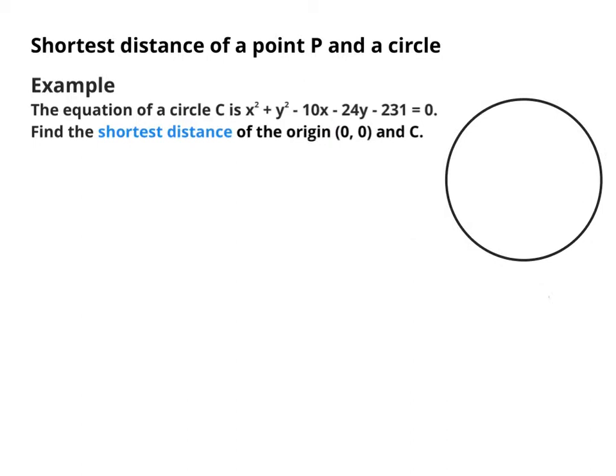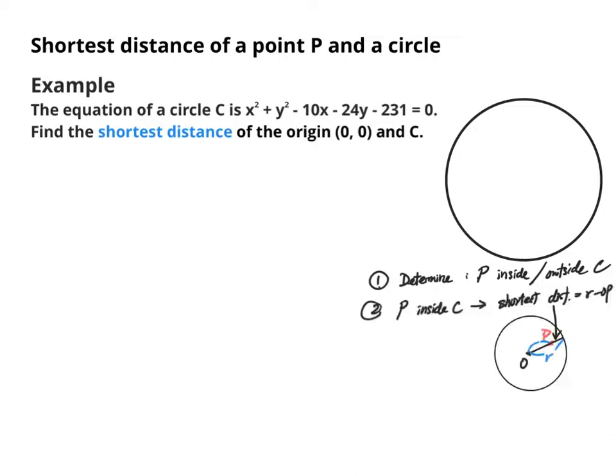Let's do the conclusion. In order to find the shortest distance of a point P and a circle, first, we need to determine whether point P lies inside or outside the circle. If point P lies inside the circle, we use r minus OP to find the shortest distance. If P is outside the circle, we use OP minus r to find the shortest distance. To determine whether point P lies inside or outside the circle, we need to find the center and the radius first.